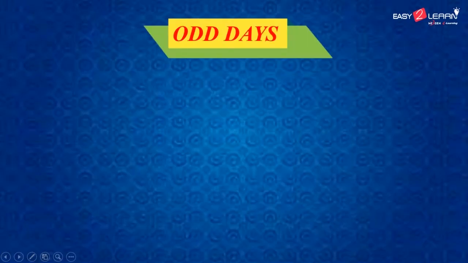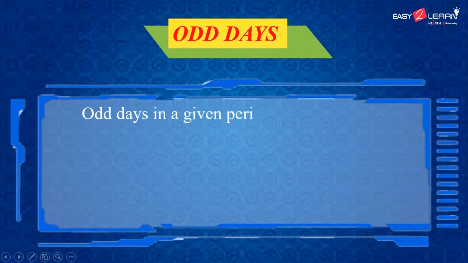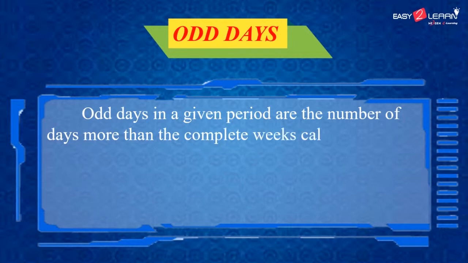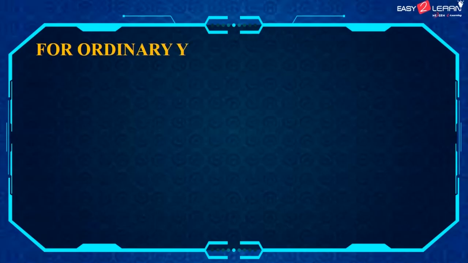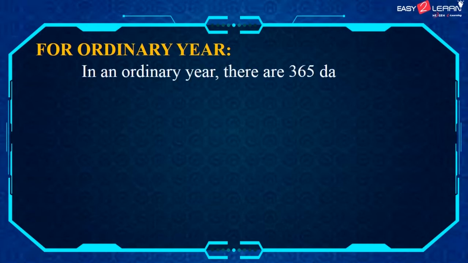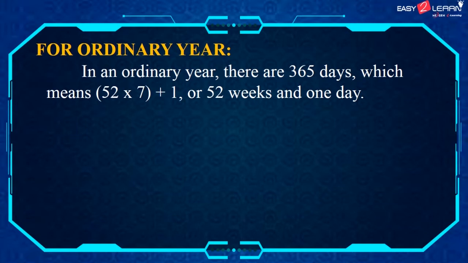The first point is odd days. Odd days in a given period are the number of days more than the complete weeks. For an ordinary year, we have 365 days. So 365 divided by 7. After doing the division, we get the remainder as 1. So a year with 365 days has one odd day.